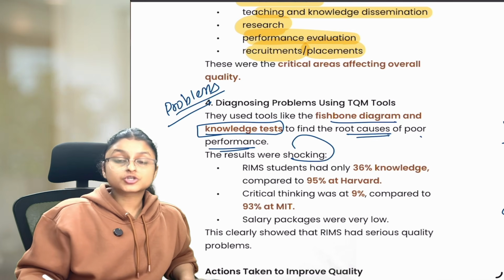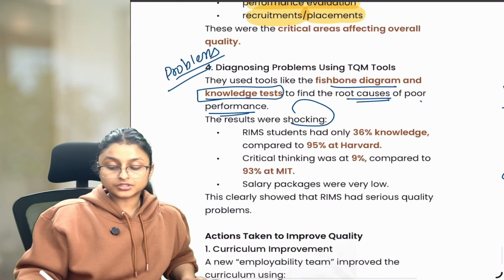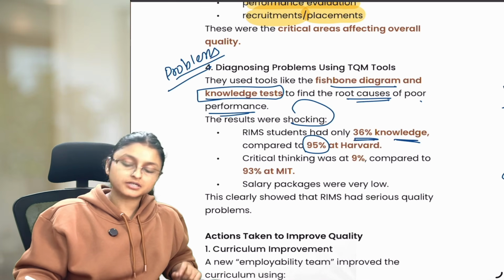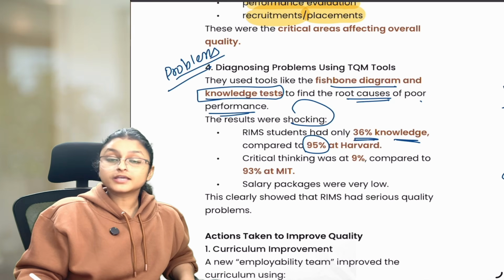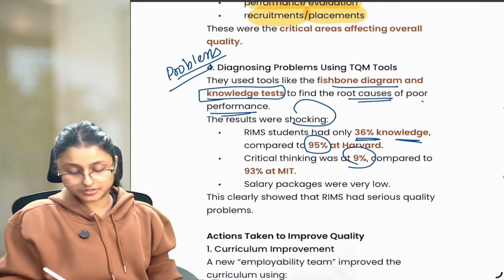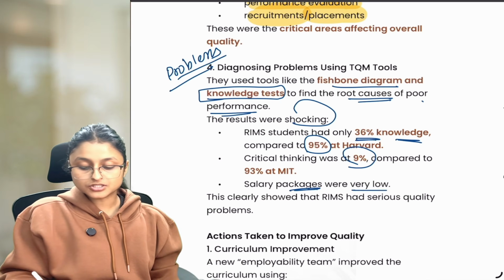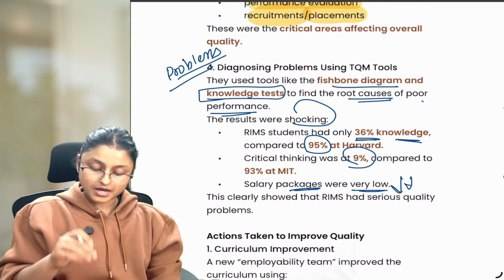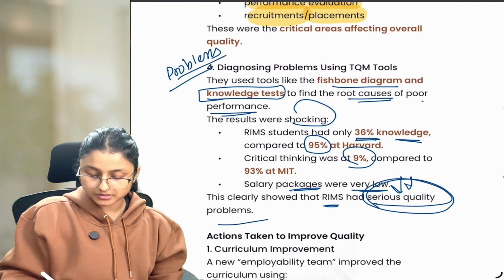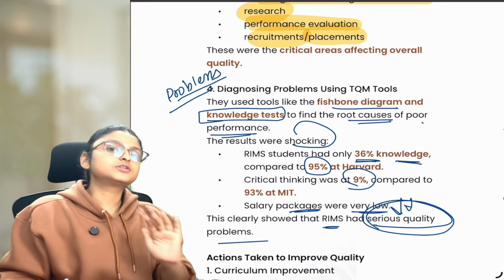The results were shocking at that time. RIMS students had only 36% knowledge compared to 95% at Harvard. Critical thinking of RIMS students was just 9% compared to 93% at MIT. Salary packages at our institute were very low. This clearly showed that RIMS had serious quality problems and hence TQM can actually help them.